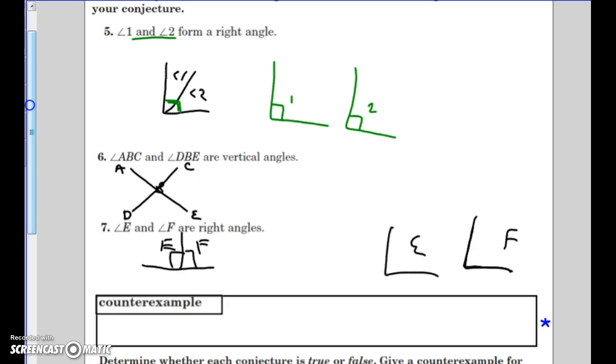Do angle 1 and angle 2 form a right angle? Yes. Did it say anywhere that they had to be connected? No. Okay, well what happens if I draw it like this instead?